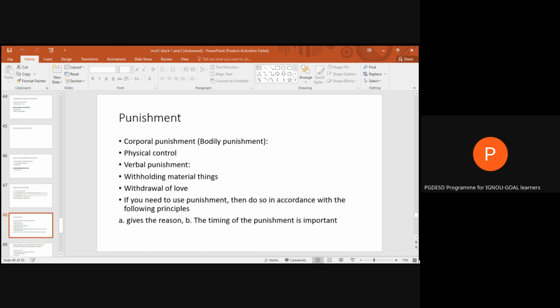What is punishment? We discussed about punishment. Punishment should be like that, not always physical punishment. Punishment can be any kind. You can tell them no, I will not talk to you. I will not give you your favorite food. I will not celebrate your birthday. I will not celebrate a party with you. Right?